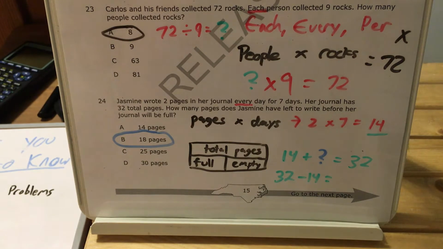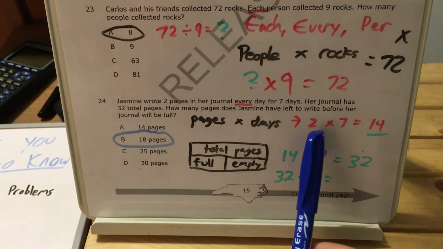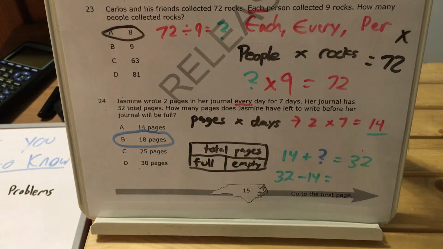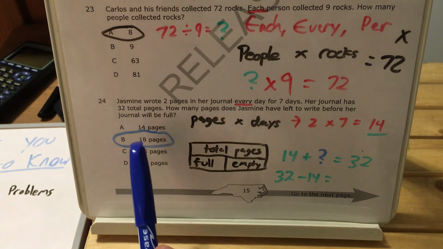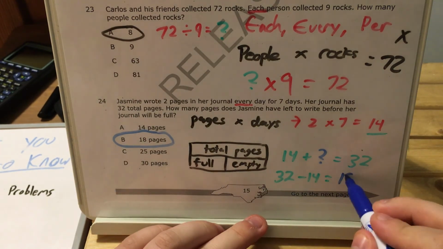And just to highlight the trick answer here, North Carolina loves trick answers, and they will be counting on you to do this first step, get 14, and be like, oh, that's an answer choice. I'm going to choose A, but it's not. They put that in there to trick you, unfortunately. So our answer is B, 18 pages.